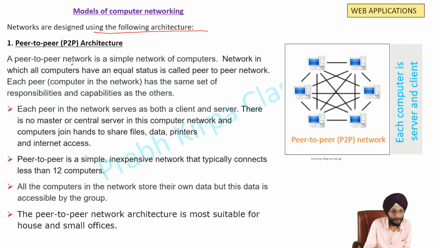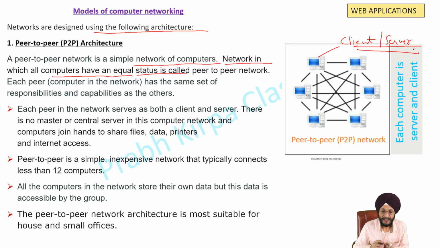A peer-to-peer network is a simple network of computers. This is the network in which all the computers have an equal status. You can see in this picture, these are the computers which are connected to one another. Here, each computer serves as client as well as server. There is no central server in this network. All the computers are working at the same time as a client as well as a server.